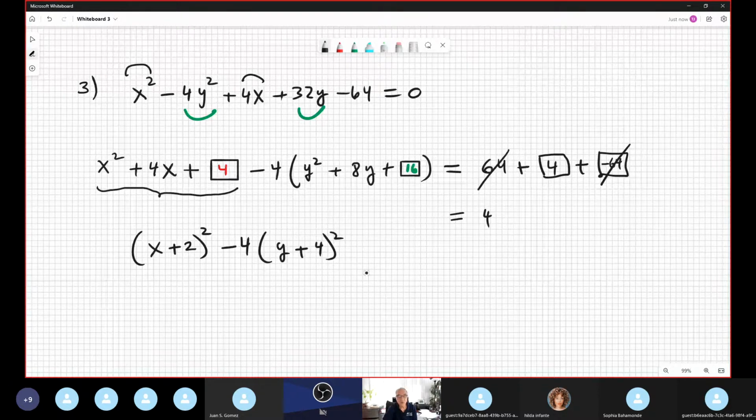Wow, I copied wrong. Equal 4. I make a mistake. Yes, I make a mistake. The mistake I made was, look. This sign is positive. When you factor out negative, this sign is negative.